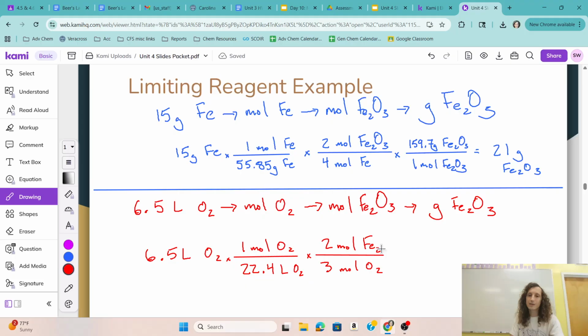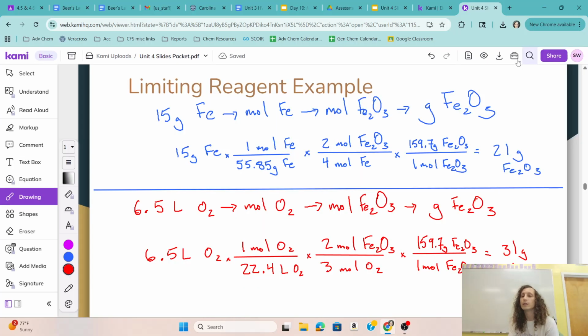And then my last step using the molar mass, I already calculated it when I was doing this from the iron's perspective. So I can just reuse that 159.7 number. And then same thing, I'm just going to plug and chug, and I'll see what I get. 6.5 over 22.4 times 2 over 3 times 159.7. And I get 30.89, so I'll just round that up to 31. Okay, so one of these reactants, if I use it to completion, will give me 31 grams of iron oxide.